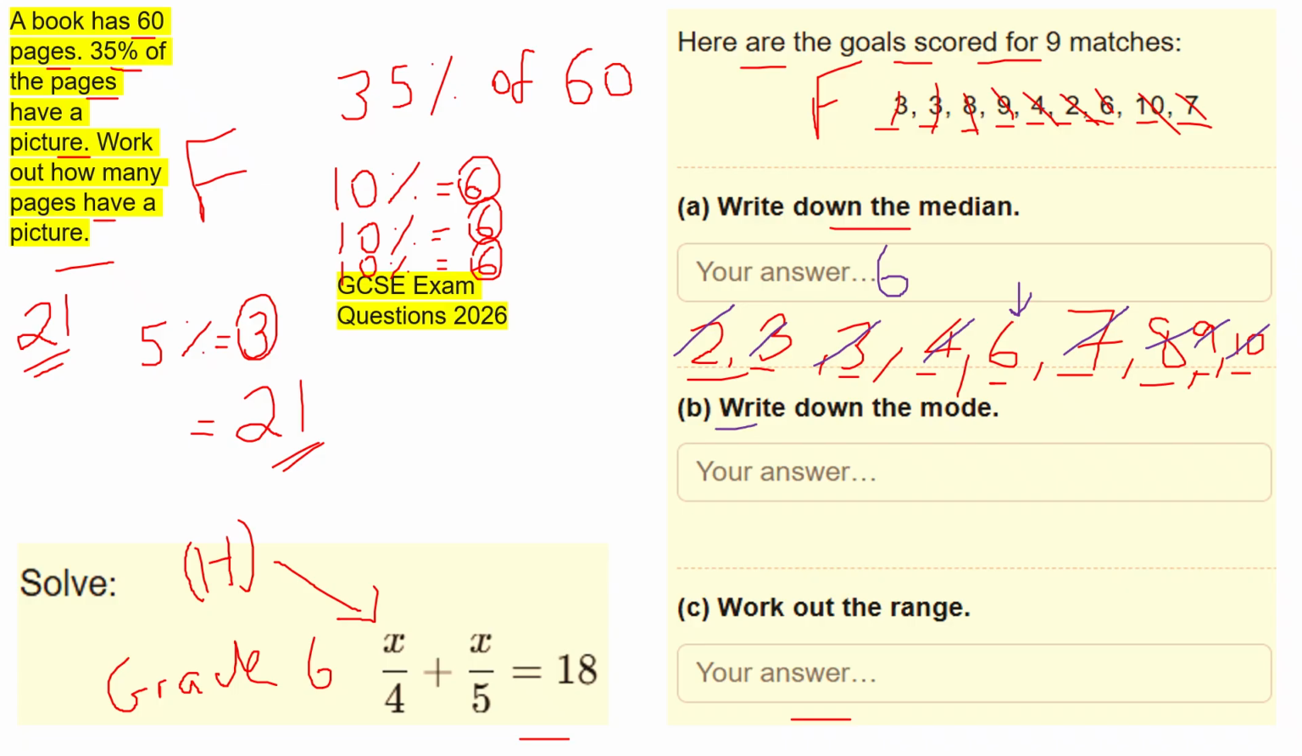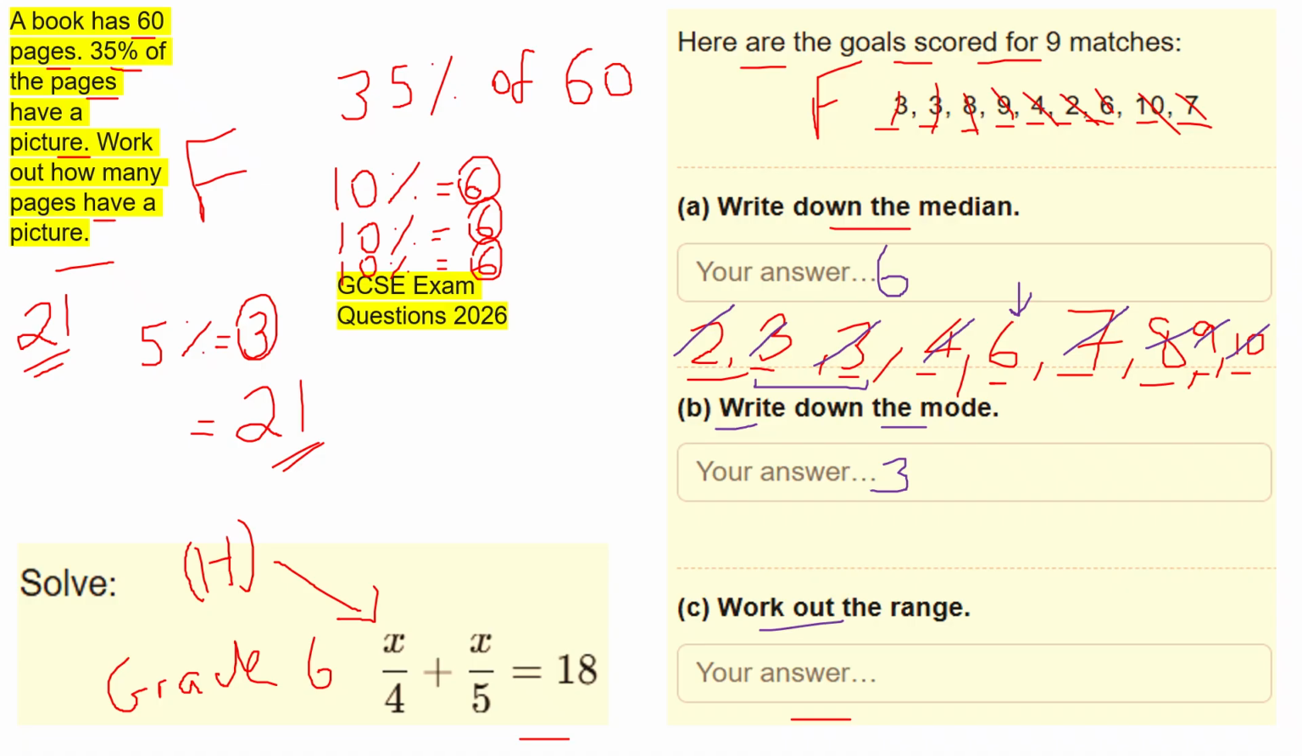Next up, work out the mode. The mode is a number that appears or occurs the most. Well, you can see here, despite being crossed off, the 3s appear twice. Nothing appears more than twice. Therefore, the mode is 3. So the mode is the number that occurs the most, that appears the most.